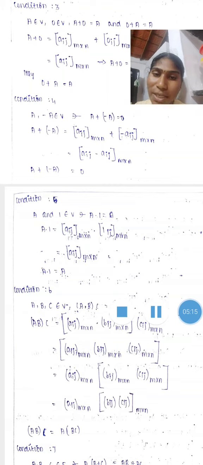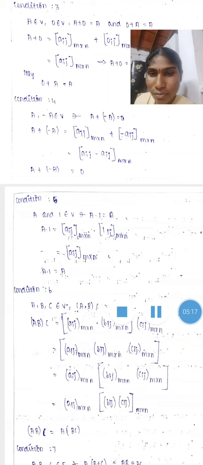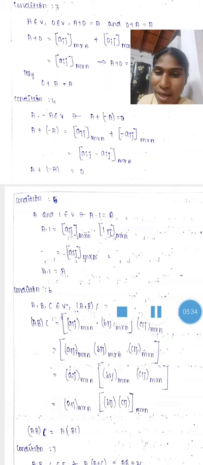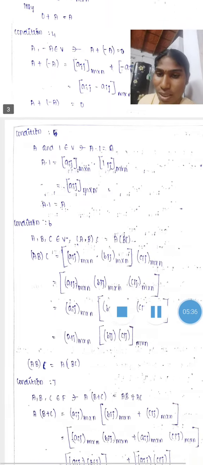And the next property is the identity. A and 1 belong to V such that A dot 1 is equal to A. So A dot 1 is equal to aij of m cross n, and 1 is defined by 1ij. A into 1 is A. So aij of m cross n, capital A is defined by aij. So A dot 1 is equal to A, and 1 dot A is equal to A.